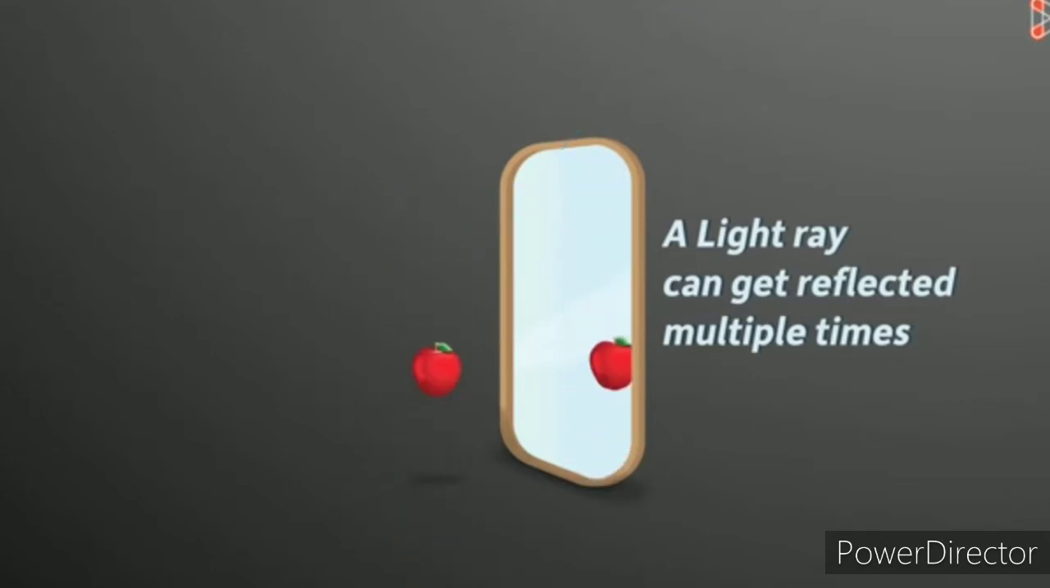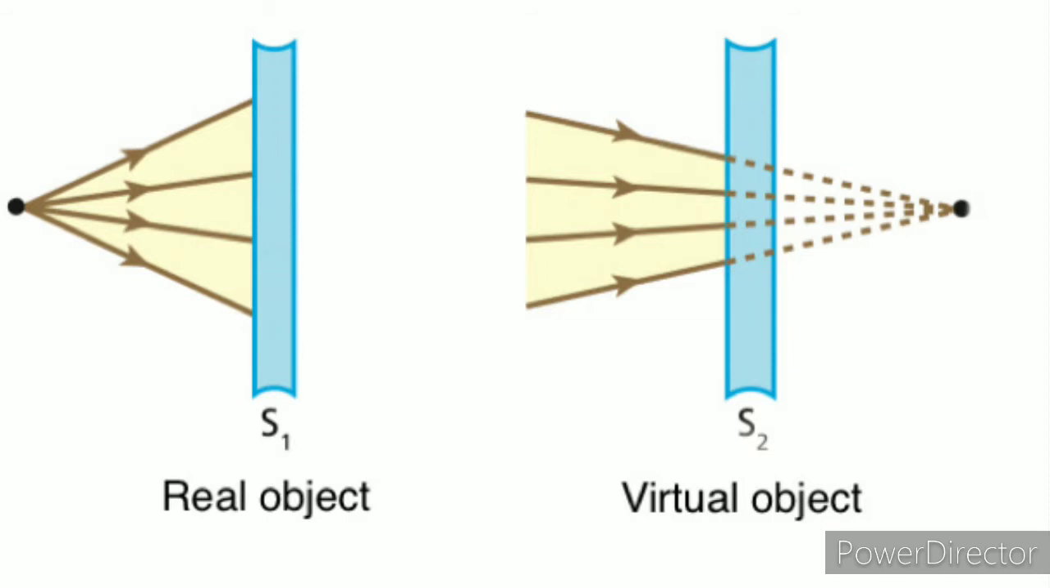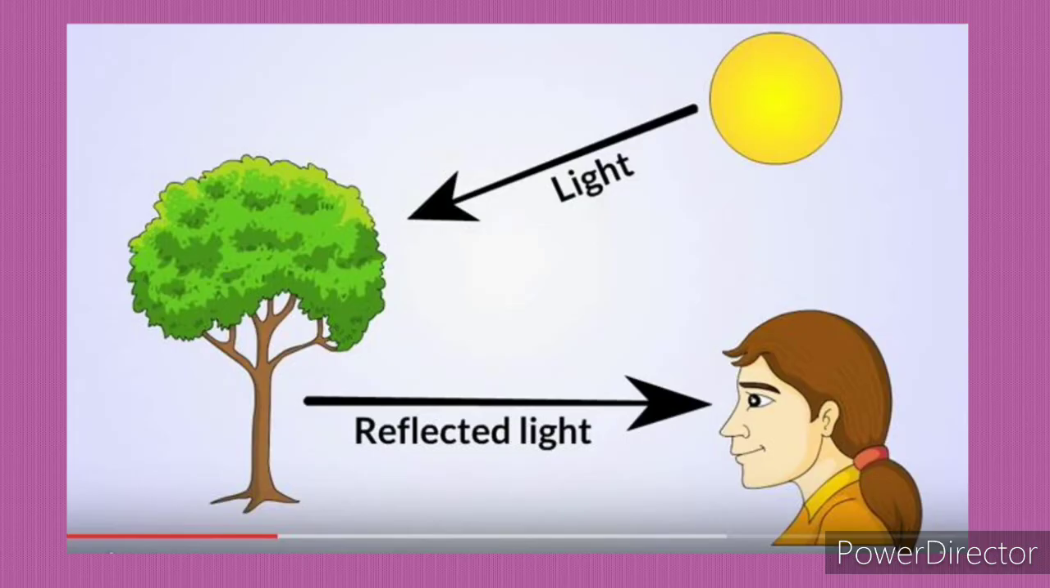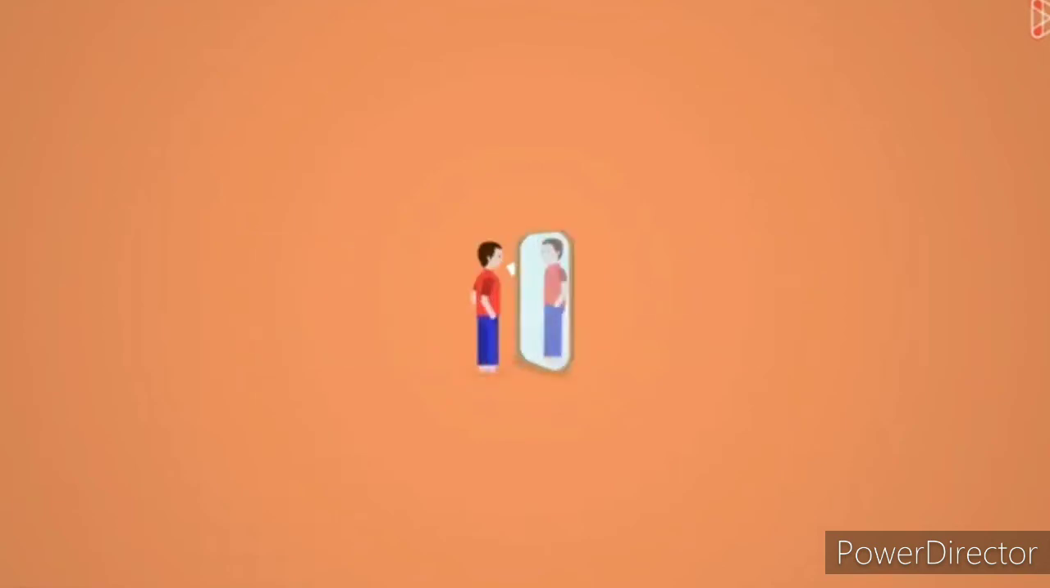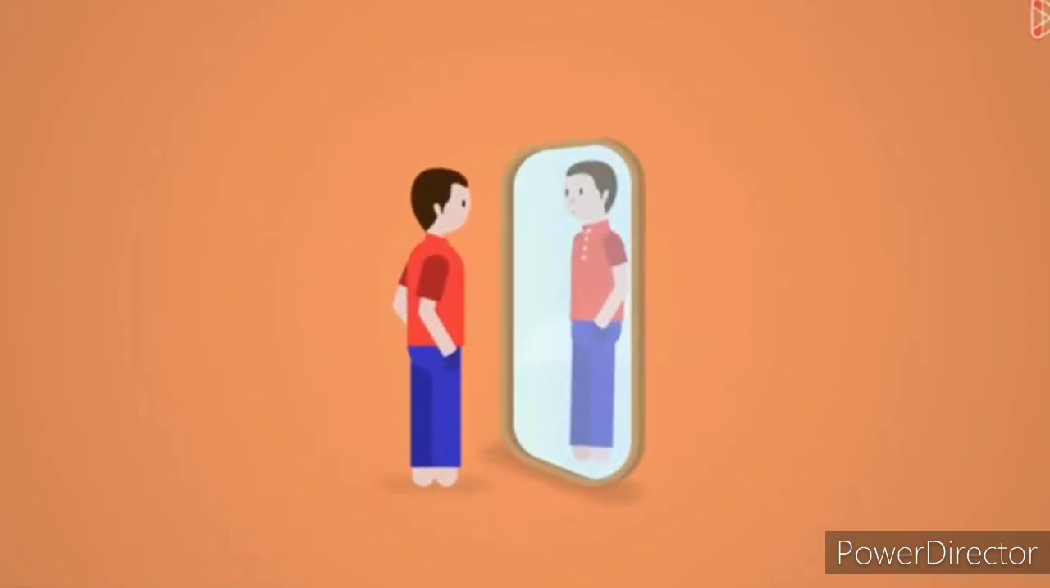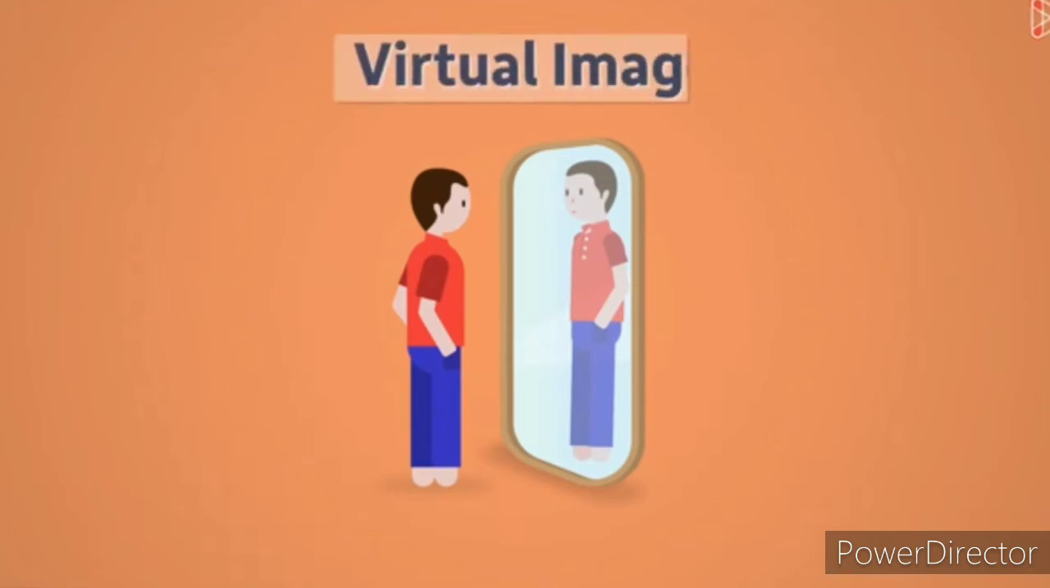So, what does this tell us? Yes, this tells us that a light ray can get reflected multiple times. The same thing happens for every other non-luminous object as well. We are going to explain what virtual and real images are. This image that you see here, is it a real image or a virtual one? This image is a virtual image.